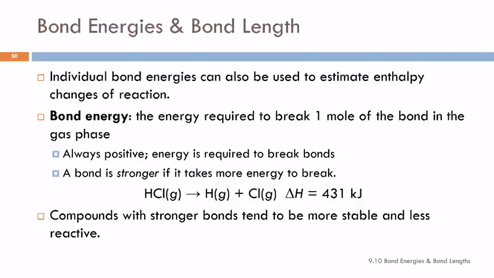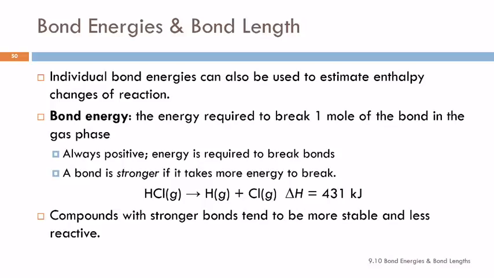Bond energies and bond length. Again with the energy business, right? We can use individual bond energies to estimate enthalpy changes of reactions. Back in chapter 6, we did a lot of stuff with the heat of reaction, right? Bond energies can let us estimate. This will be not as close as those calculations we did, but still it's helpful.